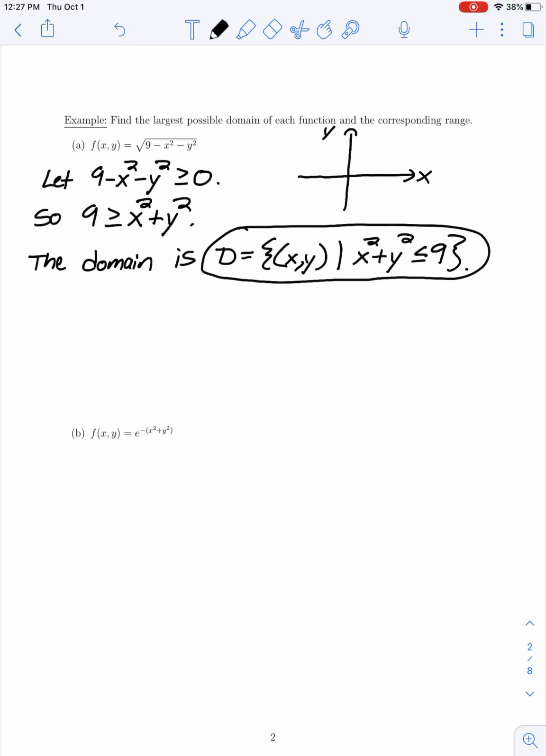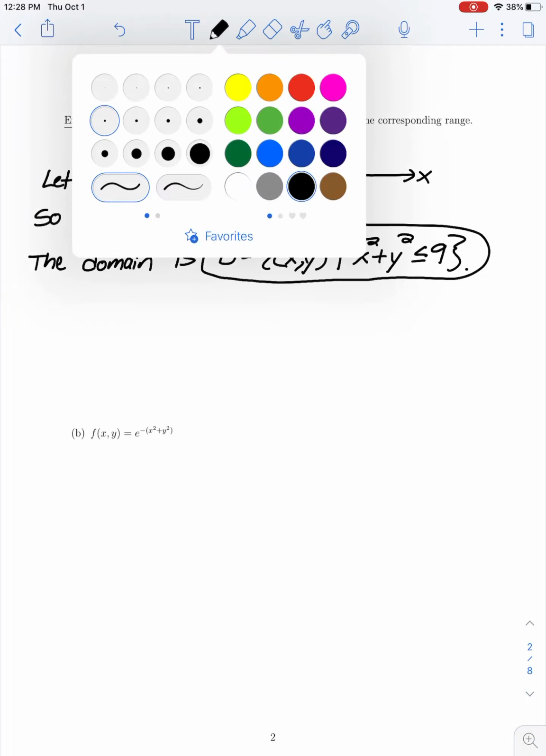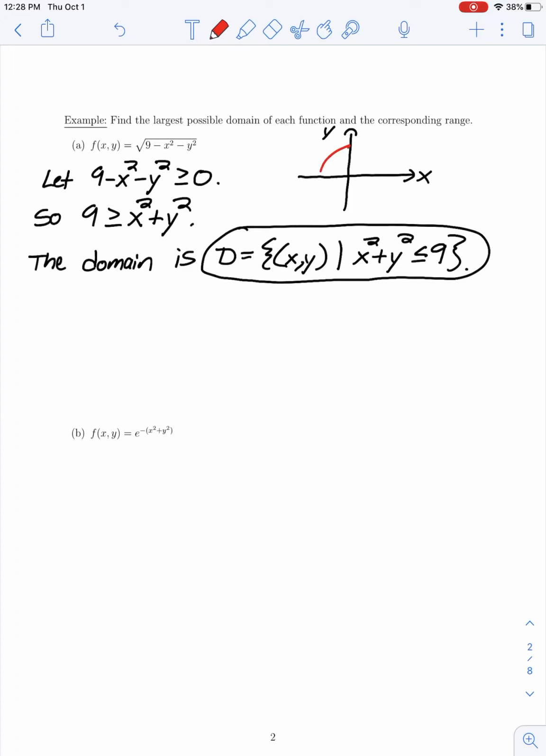Now, if we consider the boundary of this domain, sort of the edge of our inequality, let's say x squared plus y squared is equal to 9, well, we would have a circle centered at the origin of radius 3. That is the circle x squared plus y squared equals 9.